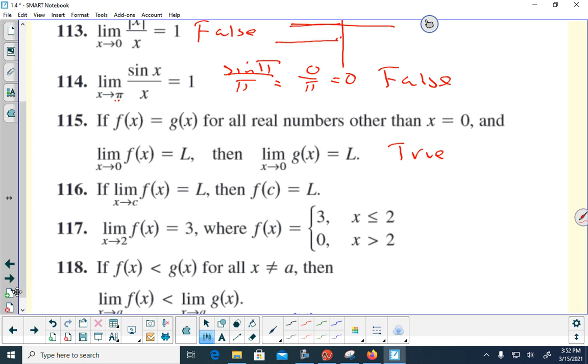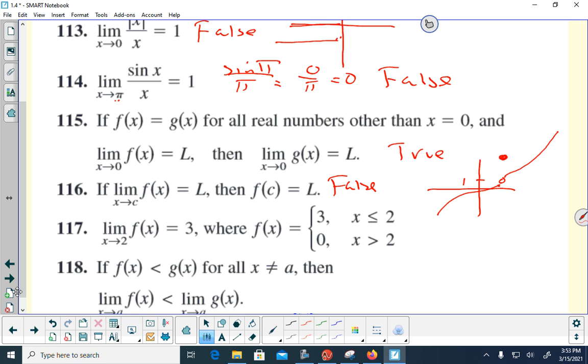Number 16, if the limit of f of x is equal to L, then f of c is also equal to L. No, no, no, no. That could be a case where I have a graph, and let's say I'm approaching some number, and I have this circle here. So this limit would be, let's say, 1, but then I could have this dot, and f of the function could be this number up here, and my limit would be that number. So that one is false.